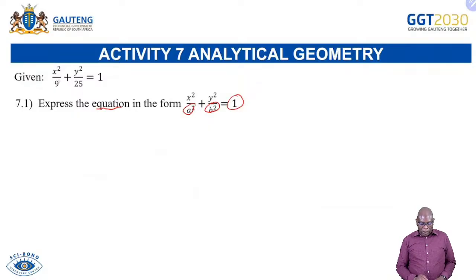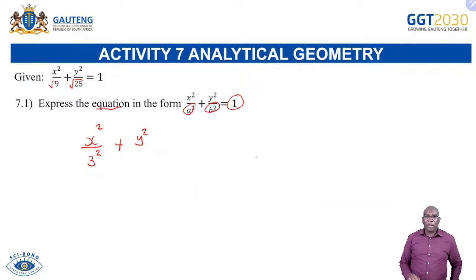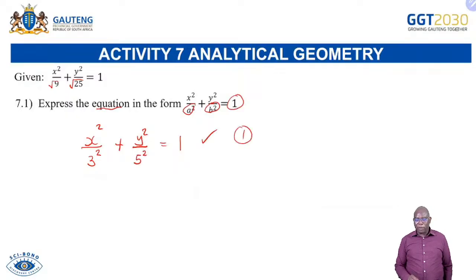So I'll go here and say, what is this value here? By using the square root, I'll have x squared over, square root of 9 is 3. I must put a square here, because 3 squared is 9. Which number here gives us 25? If I take the square root of 25, it's 5. It's 5 squared, and the answer equals to 1. I'm done. That's your 1 mark.